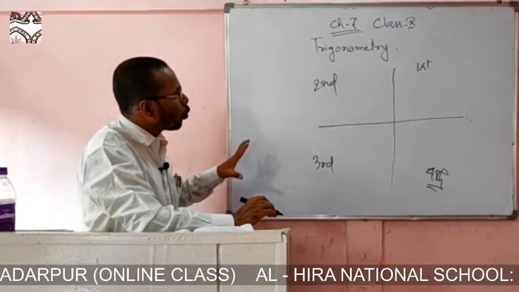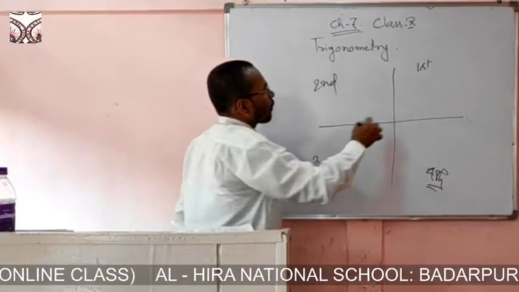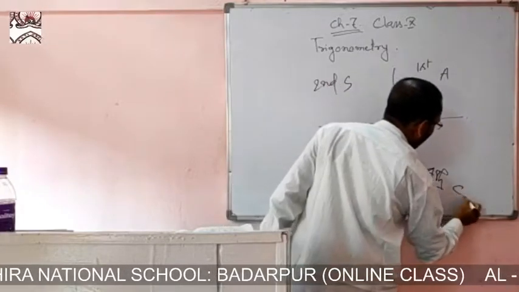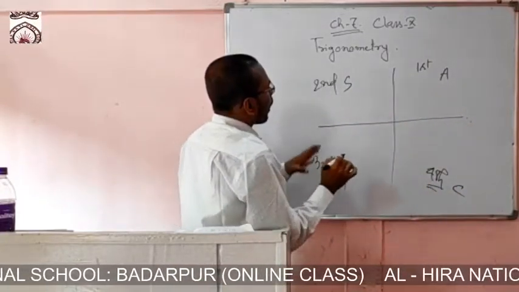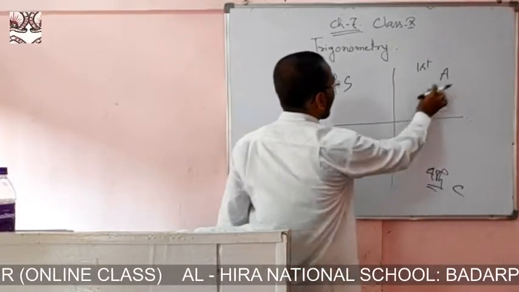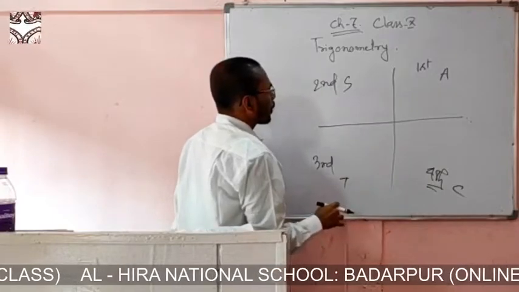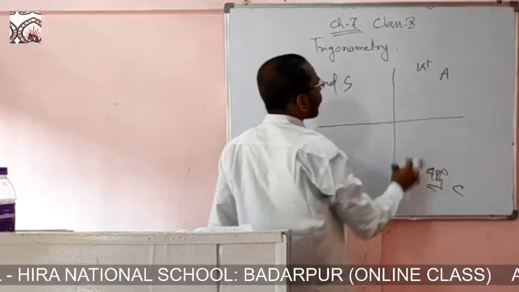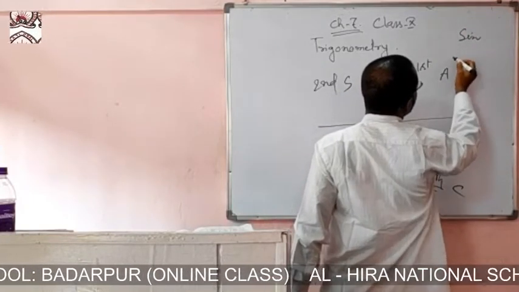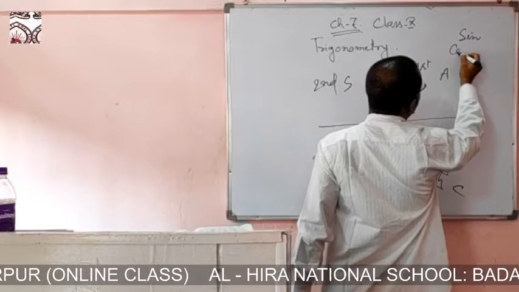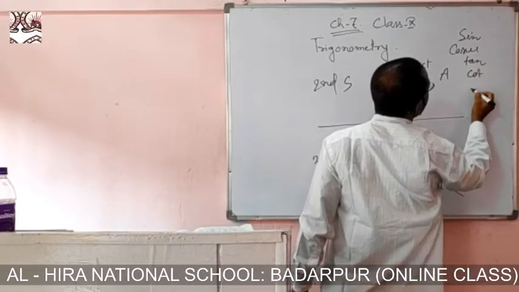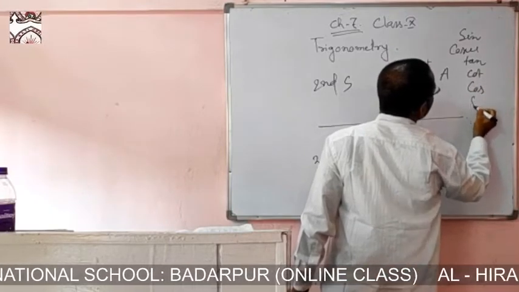Yesterday we discussed the rule of ASTC. ASTC we may say Assam State Transport Corporation or add sugar to coffee, etc. In the first quadrant we get six trigonometric ratios: one is sine, then cosec, then tan, then cot, then cos, then sec.